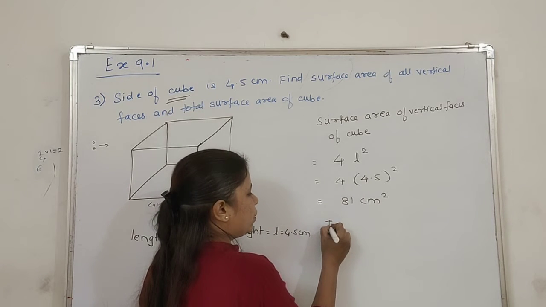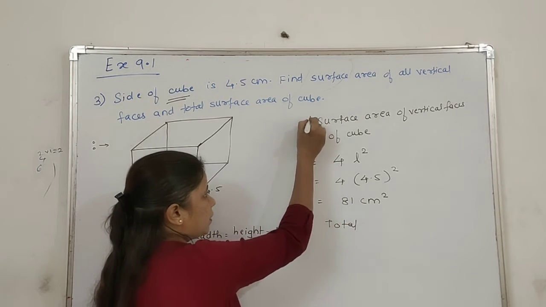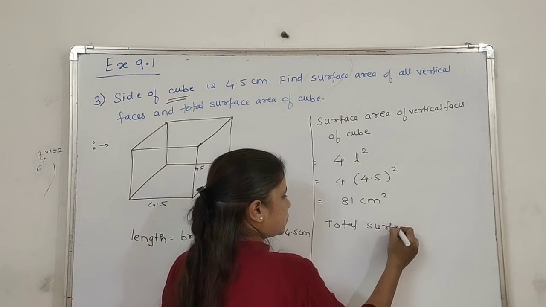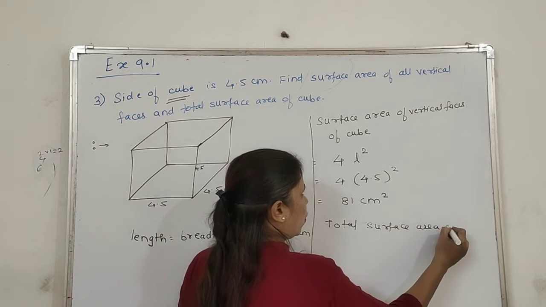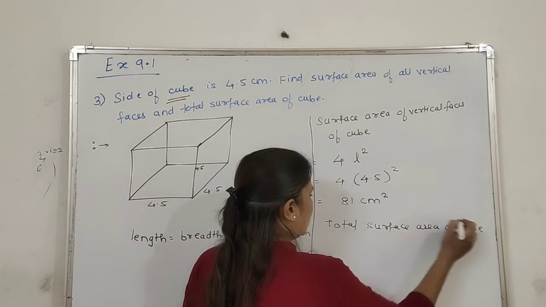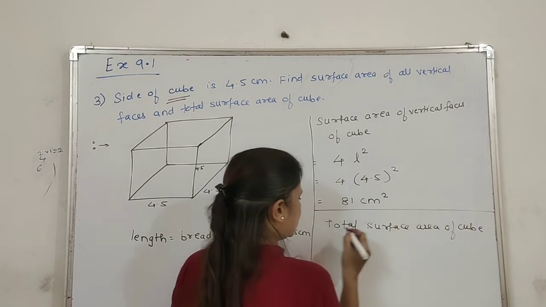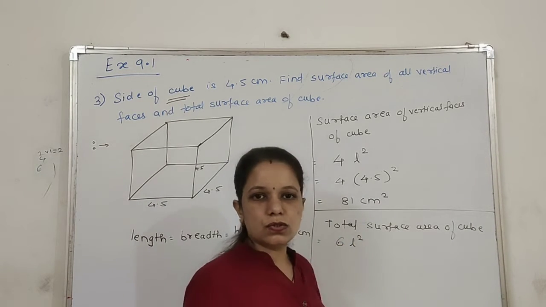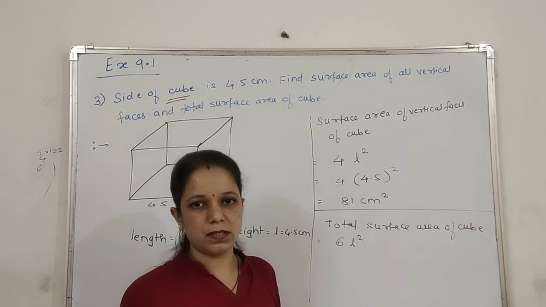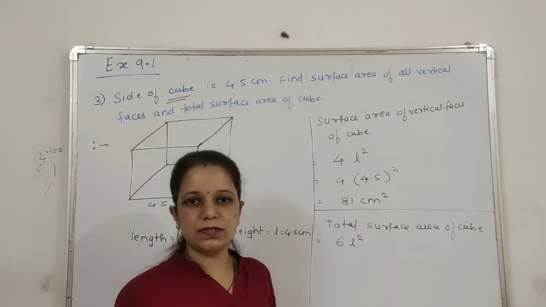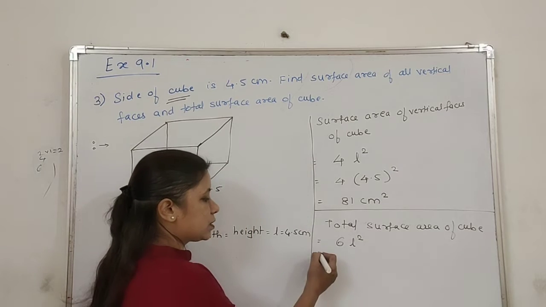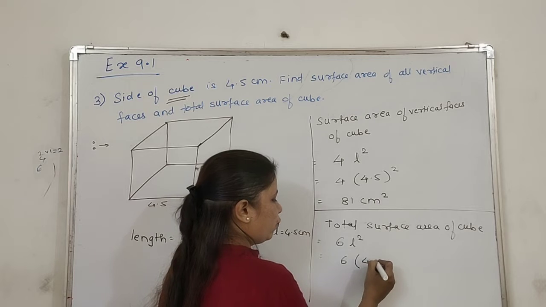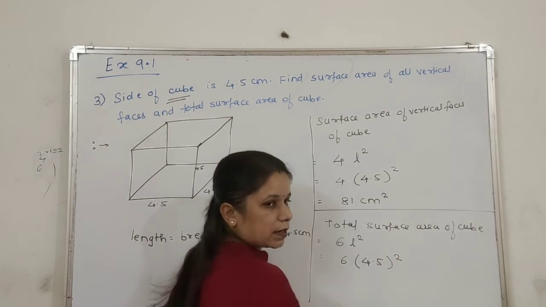Now we will calculate total surface area. I will just make two parts for this. Total surface area of cube. For total surface area, the formula is 6L square. So 6 times, because we have 6 faces, so 6L square. So it is 6 into 4.5 square.